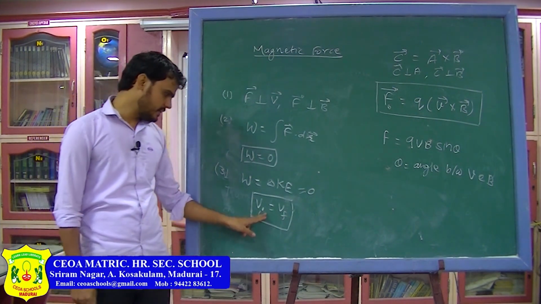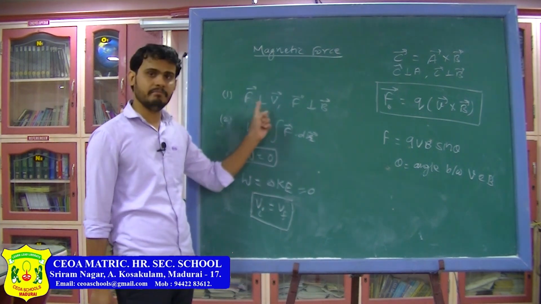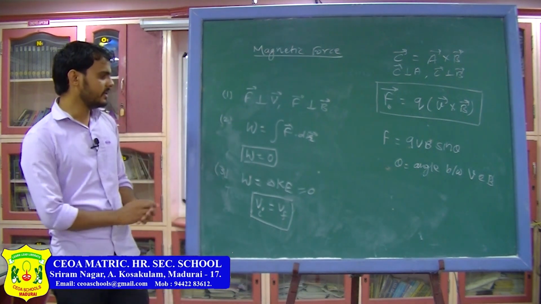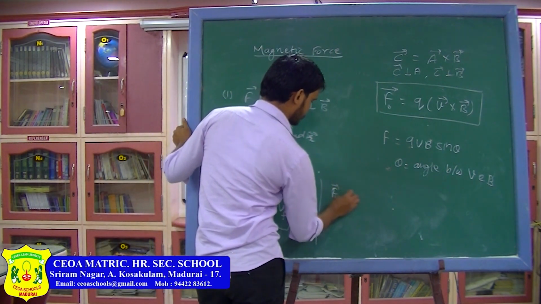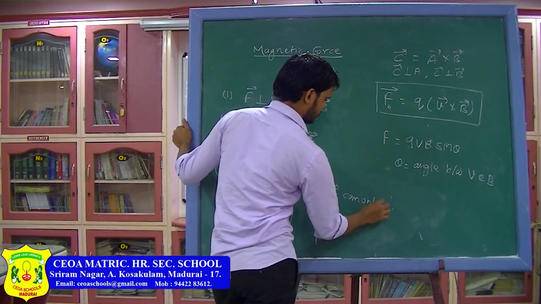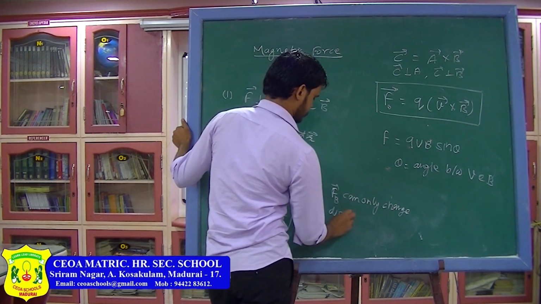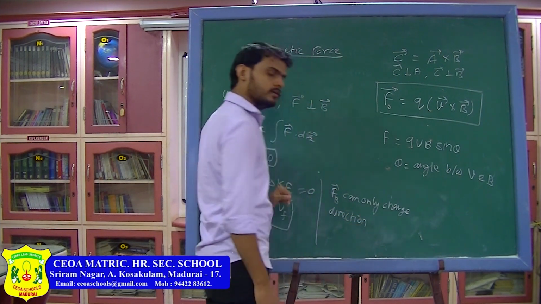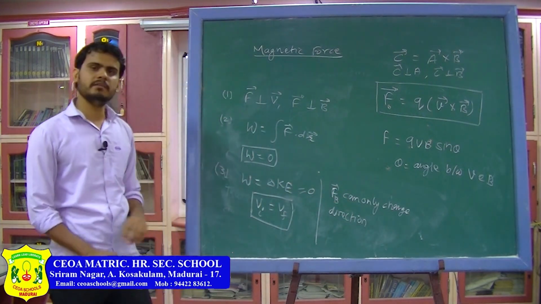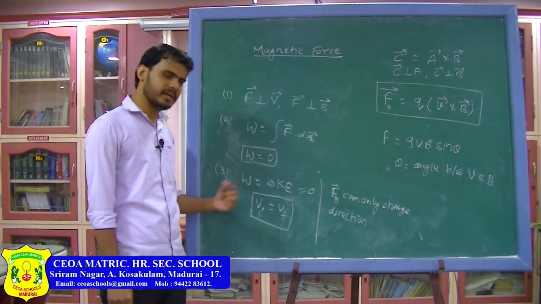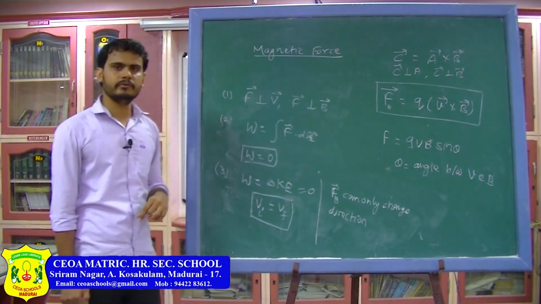Here again remember, the particle's speed is constant but velocity may change because the force is acting perpendicular to the velocity. So magnetic force can only change the direction of the velocity, it cannot change the magnitude of the velocity. So work done by magnetic force is 0, it is always perpendicular to the velocity, and always perpendicular to the magnetic field.